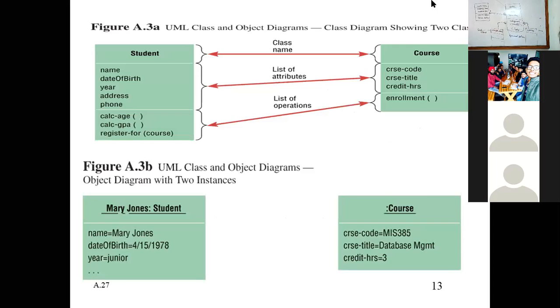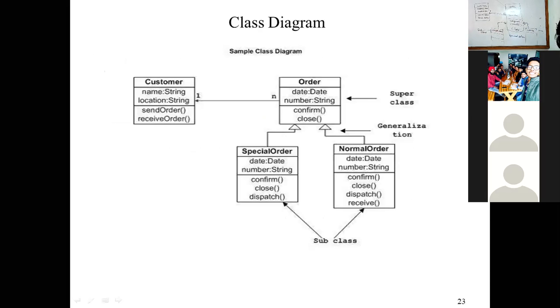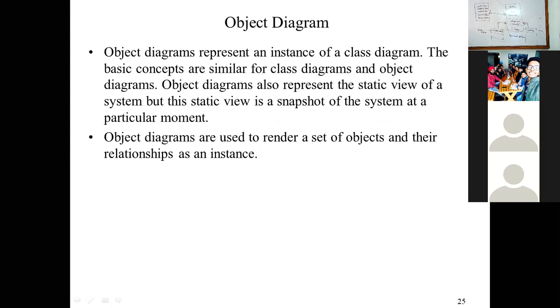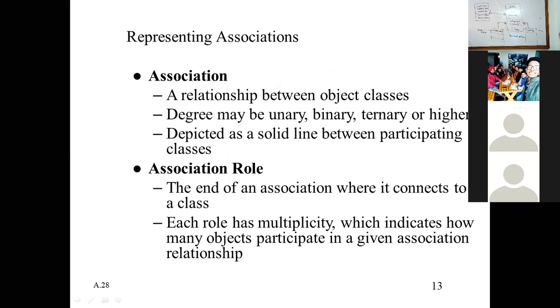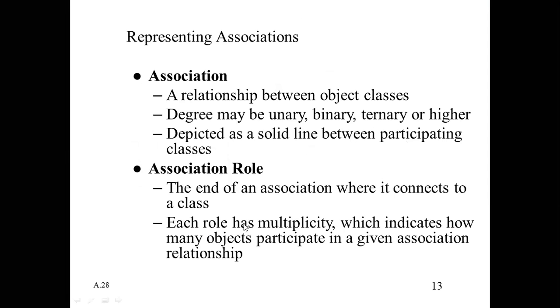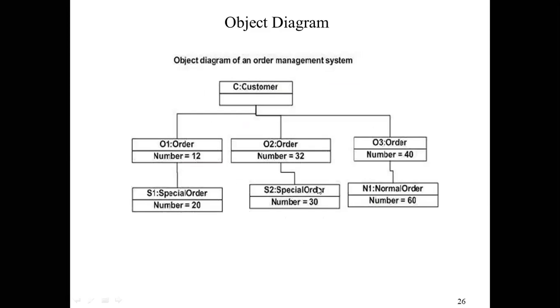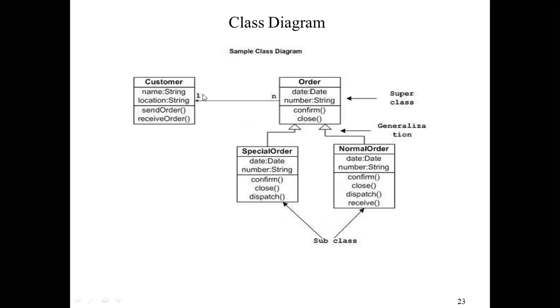In the previous diagram, you can see these solid lines, and this is the association between the two classes. Association role: the end of an association where it connects to a class. Each role has a multiplicity, which indicates how many objects participate in a given association relationship. As I have already shown you, this is the association.